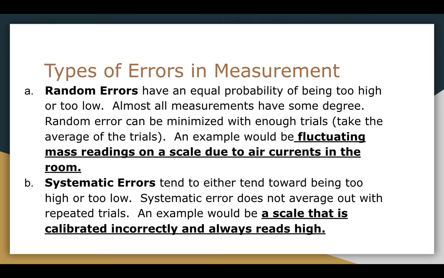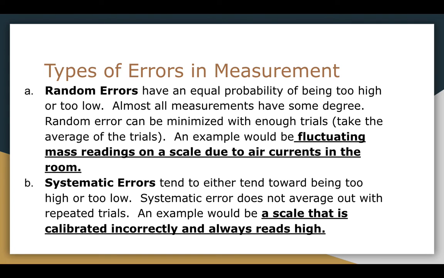An example might be fluctuating mass readings on a scale in your room due to air currents in the room. Maybe you've got a very sensitive scale. There's a little bit of air current from the air conditioning system that is blowing on the scale that's causing that last digit to fluctuate a little bit. So fluctuating mass readings on a scale due to air currents are probably going to be equally too high and too low, and that's a random error.